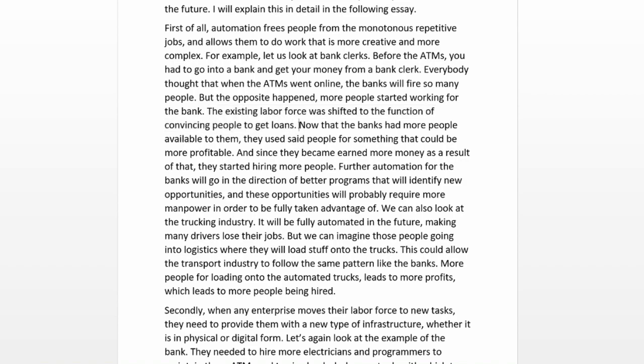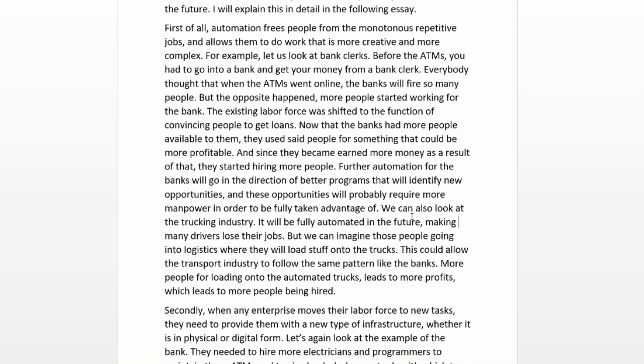And then the bank became more profitable because these people did work which was creative, and it brought the banks more money. And since the bank earned more money as a result of that, they started hiring more people. So this is what happened. This is the past. And now I talk about the future, that further automation for the banks will go in the direction of better programs that will identify new opportunities, and these opportunities will probably require more manpower in order to be fully taken advantage of. And again, I use a different word, manpower, instead of labor force.